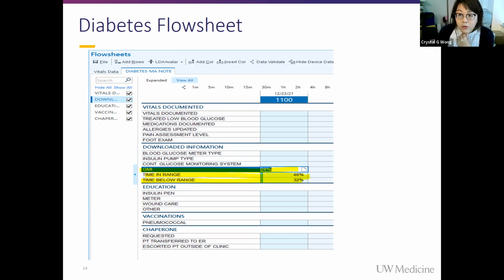Any questions about what happens after you send the patient for the program and then the data upload? And then the next thing we're going to talk about is specifically AGP reports.